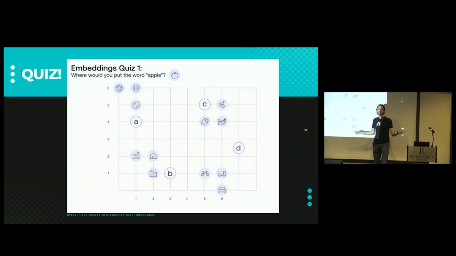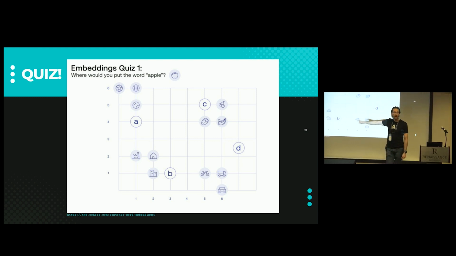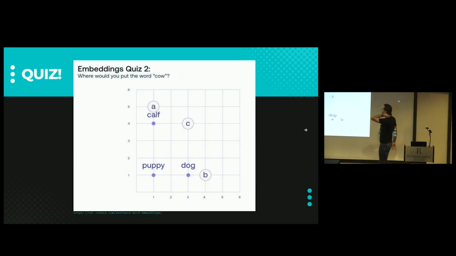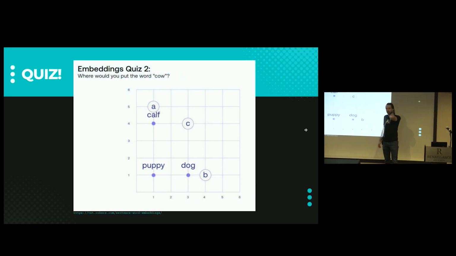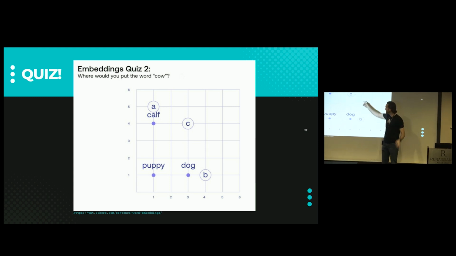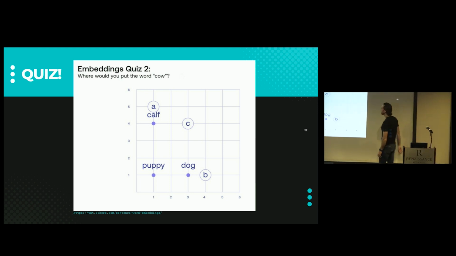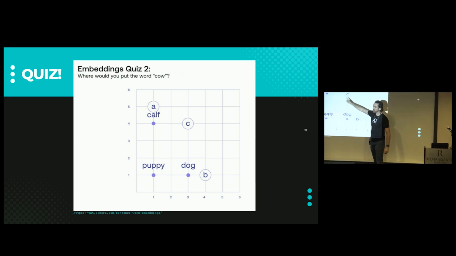Quiz time, everybody. Okay, so where should we put apple? I know you guys are at a pretty advanced level, so this might be C. Nailed it. Apples and bananas, right? Okay. How about this one? Where should we put cow here? B. A. Oh. C? B? Oh, A. A or B? C. Oh, wow. Well, why? Well, puppy is to dog as calf is to cow. Puppy is to calf as dog is to cow.